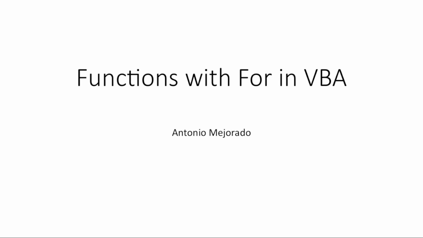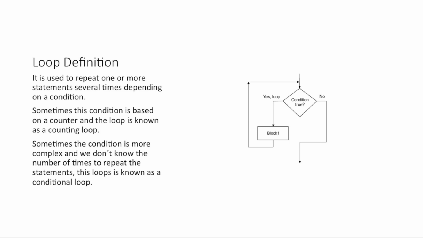Visual Basic for Excel. Okay, a loop is the repetition of several statements with a condition, and that condition could have a known number of times to repeat the statements, or it could be a variable number of times. It depends on the condition. So you could have a block of statements repeated by a condition several times, and that's a loop.